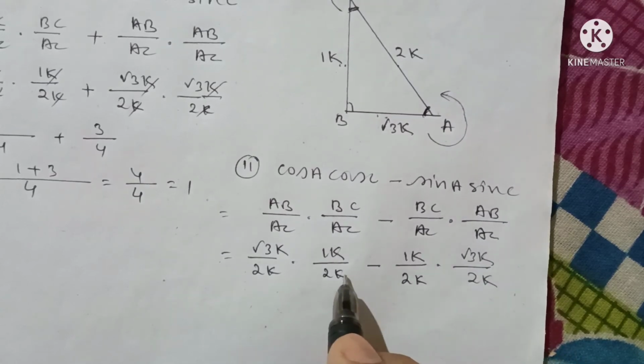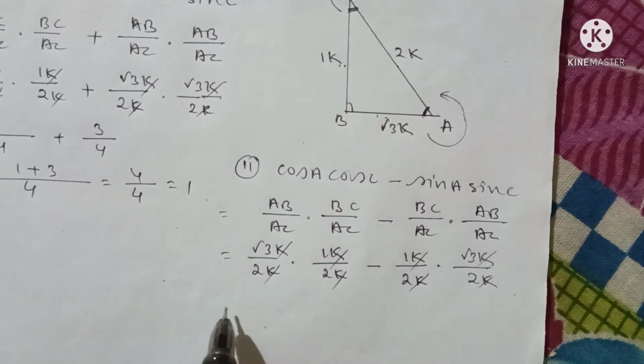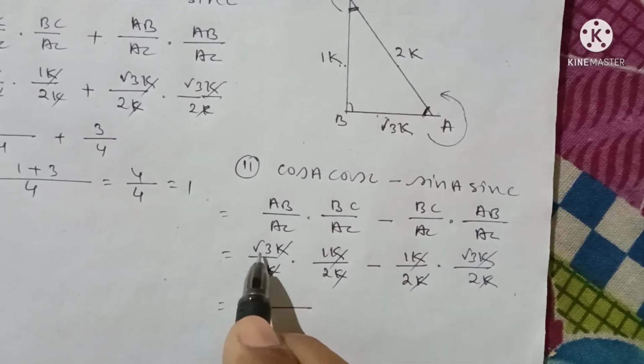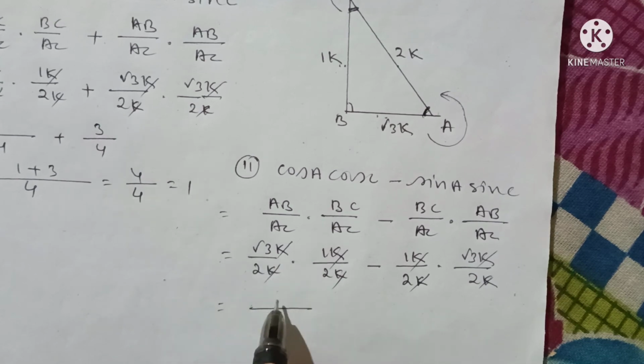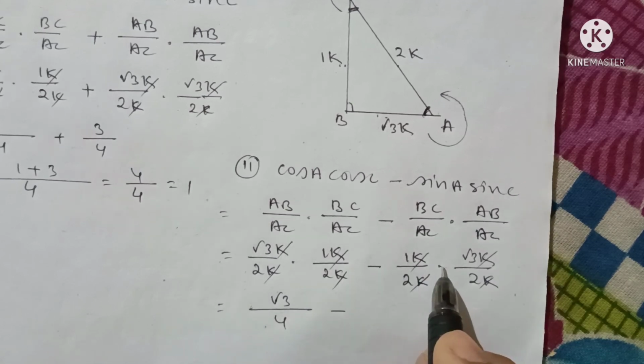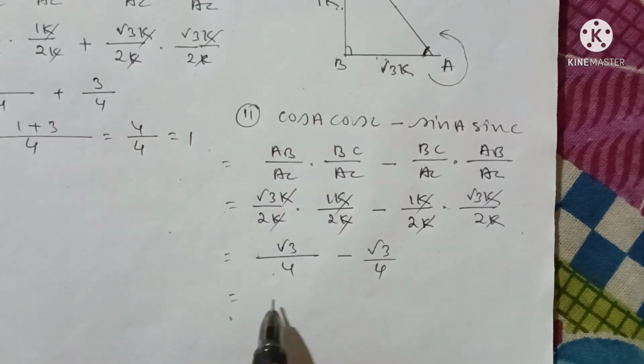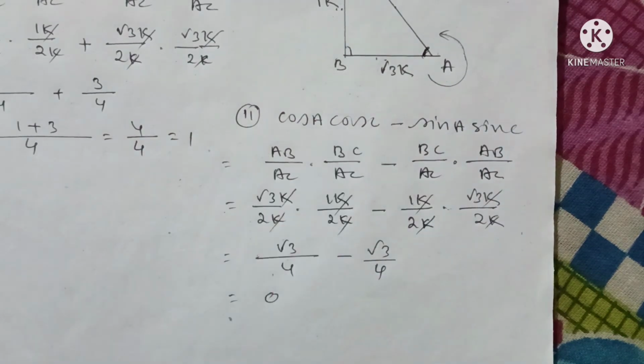Now cancel out this and this, this and this. Now multiply root over 3 into 1, root over 3, 2 into 2, 4, minus 1 into root over 3 is root over 3, 2 twos are 4. Now the subtraction is 0. This is the result of question number 2.